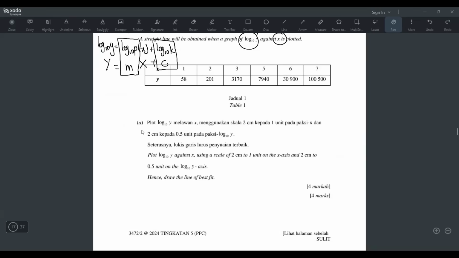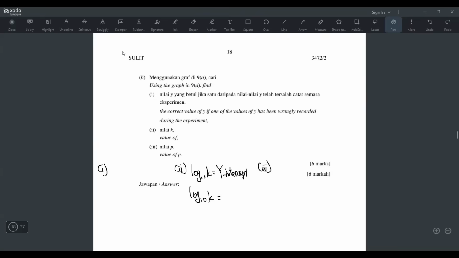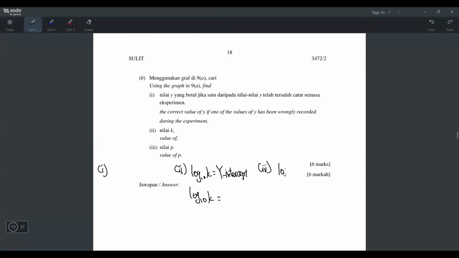Okay, what about p? How to find p? Use the gradient, but your gradient is not p, your gradient is log p. Okay, it's actually log p. So log 10 p equals the gradient, right? And again, I cannot find my gradient now because I haven't drawn my graph, but it's okay. I write it down first like this, and then later after I find my gradient, I perform anti-log and find p, right? Okay, for now I will just write like this.